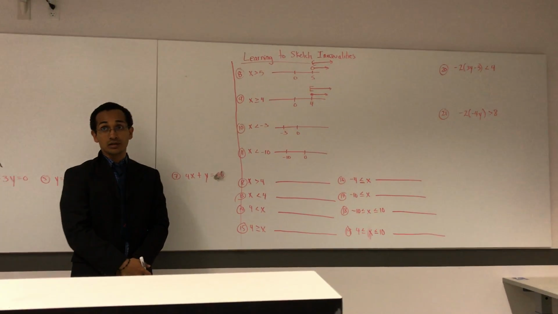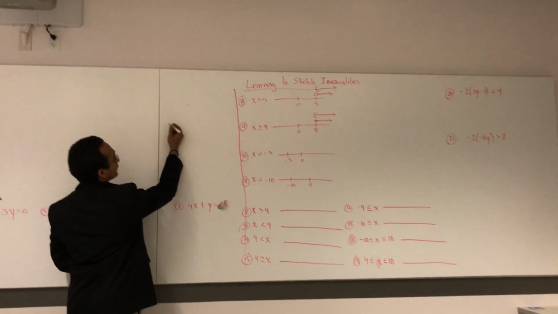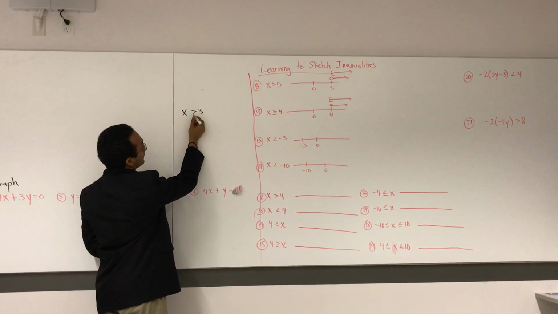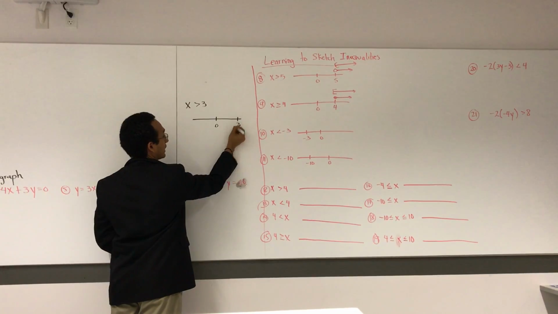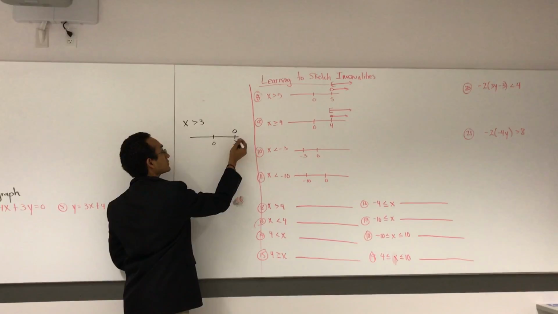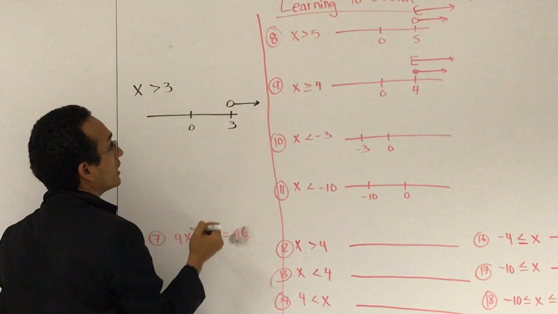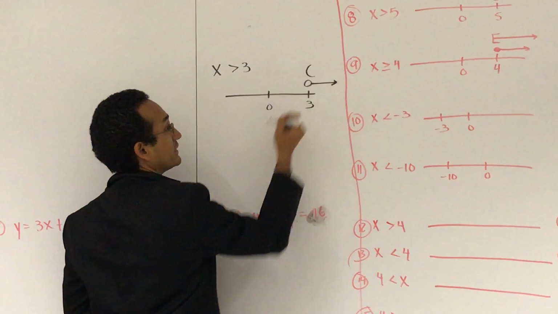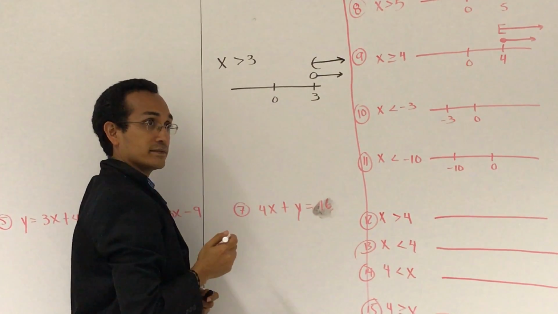To sketch inequalities, let's start off with something very simple. If I were to say x is greater than 3, this means if you're going to graph it, the 0 here and the 3 here. This means an open circle, and the direction of the arrow is going to go this way. Another way that they have it on exams is they put a parentheses, and then you draw this.